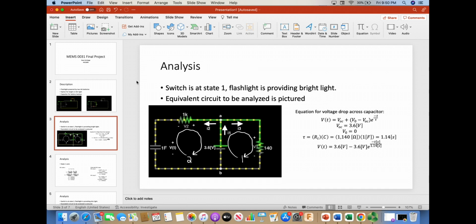First, I found the equation for the voltage drop across the capacitor. V of t equals the open circuit voltage plus V naught less the open circuit voltage times e to the power of negative t per tau. In this circuit, the open circuit voltage is 3.6 volts and V naught is equal to 0 volts. And tau equals the Thevenin resistance times the capacitance, or 1,140 ohms times 1 farad equals 1.14 seconds. Therefore, the expression for the voltage drop across the capacitor is V of t equals 3.6 volts minus 3.6 volts times e to the negative t per 1.14 seconds.